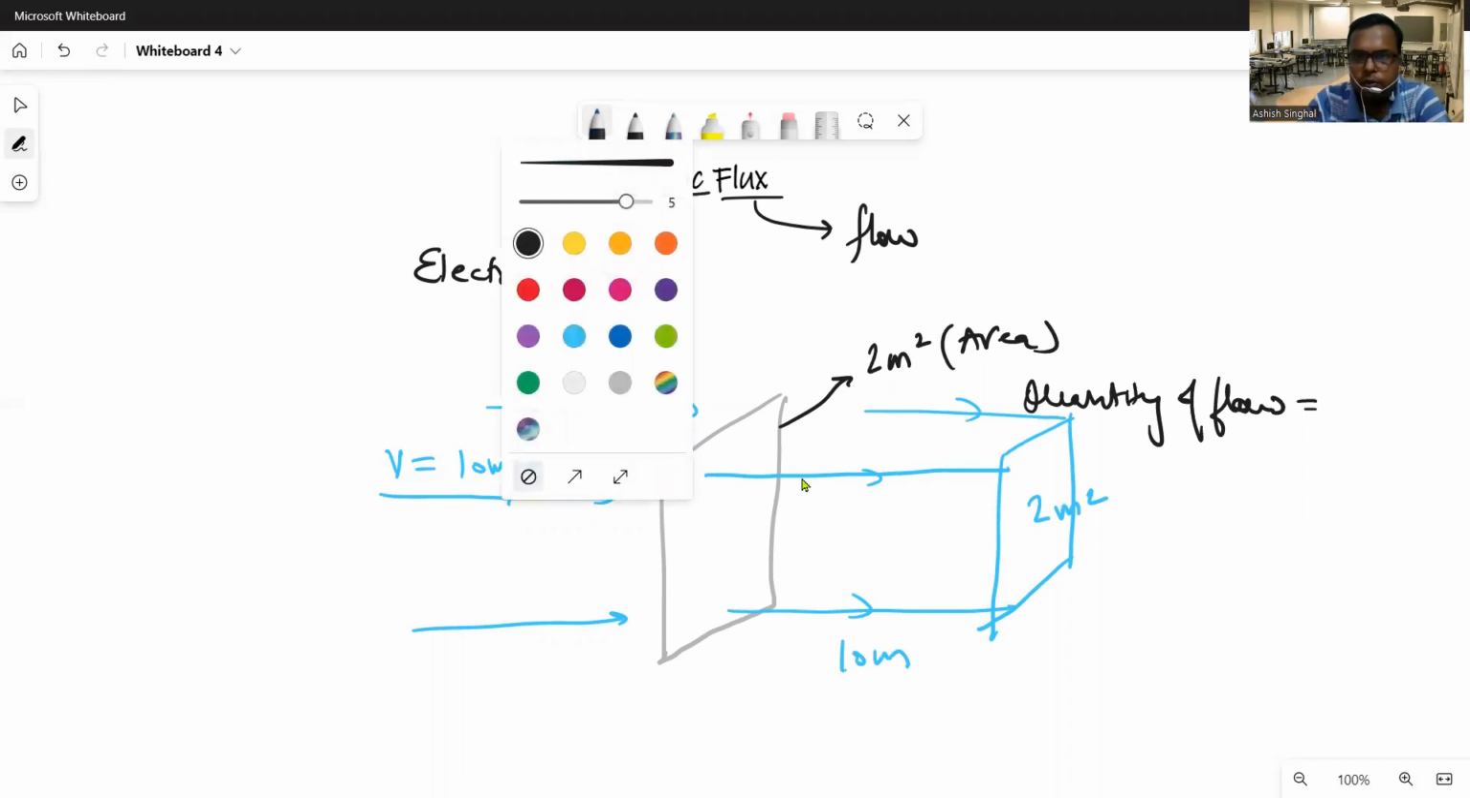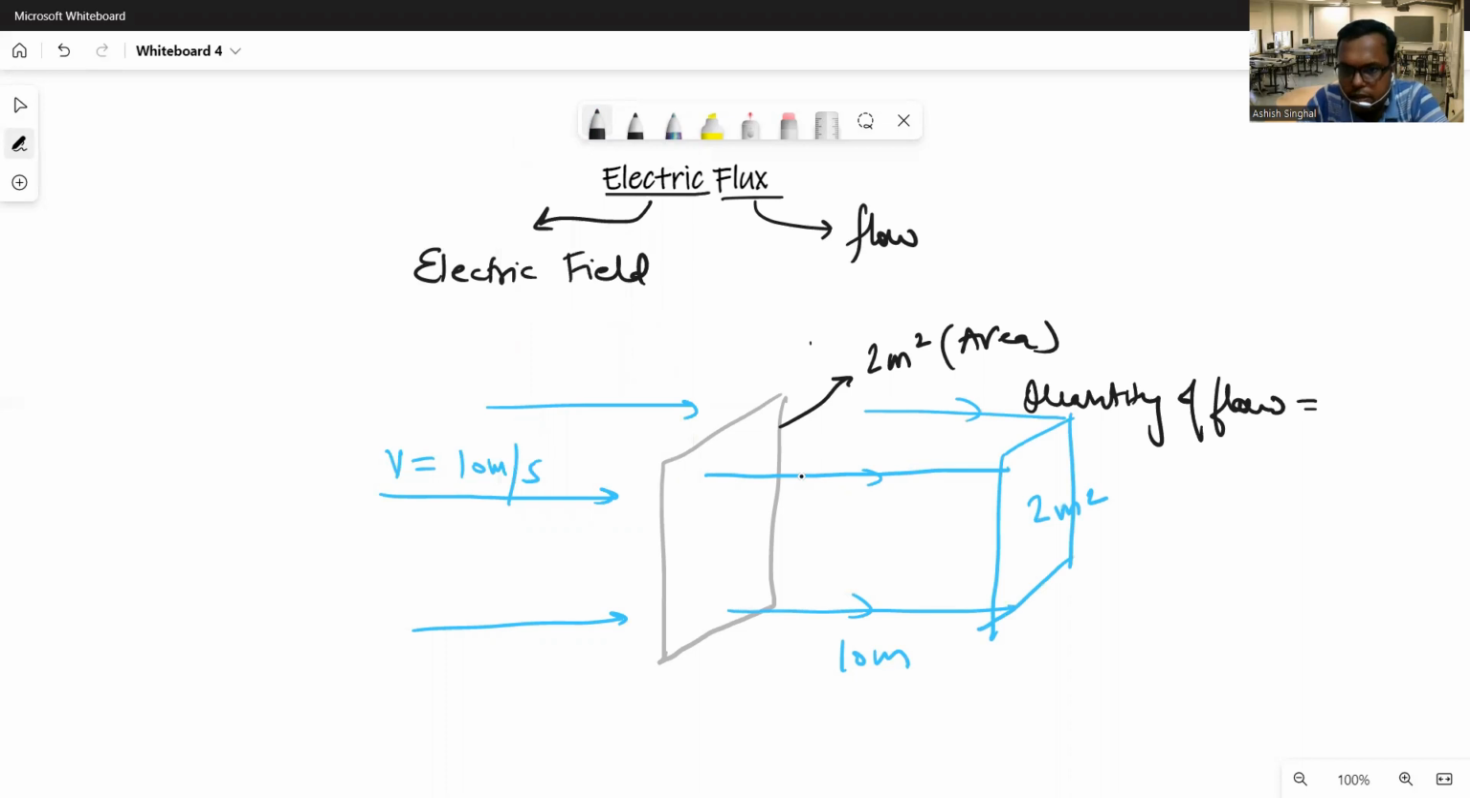So quantity of flow would mean the volume that has flown out of the window per second. So we are essentially trying to calculate the volume of this liquid that has flown. And this seems to me a cuboid. So the volume here would be 10 into 2 per second. So this is meter cube. So this is 20 meter cube per second that has flown out of this window.